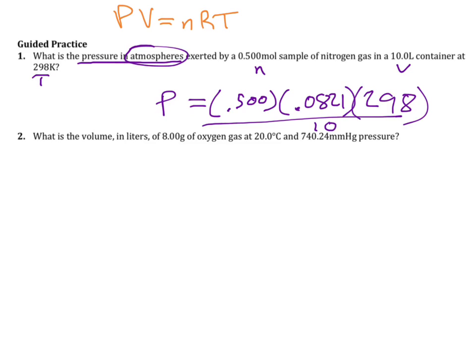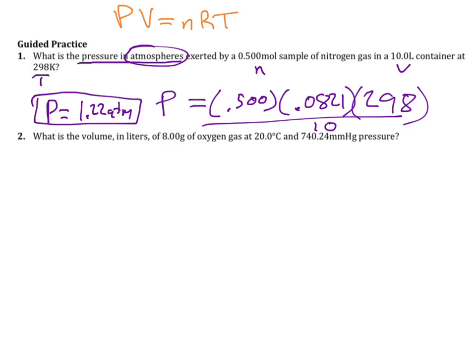And we just plug this into our calculator. And what we end up with is P is equal to 1.22 atmospheres of pressure. Notice how it has 3 sig figs, because all of the other values are 3 sig figs. And that's our answer there. All right, let's go ahead and move on to the next problem here.